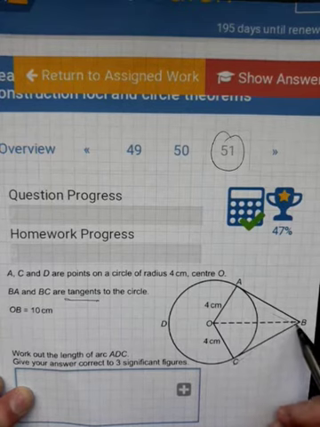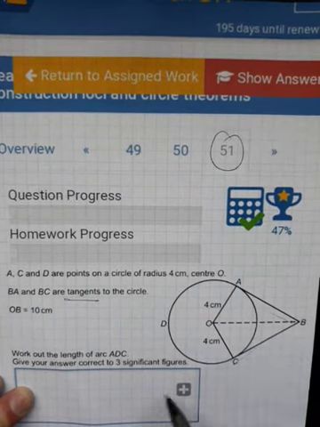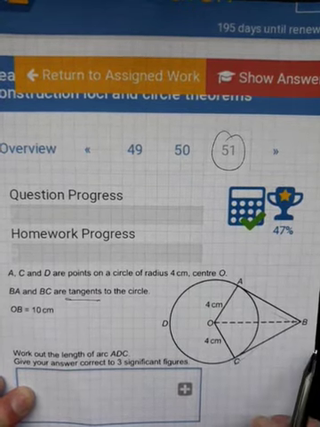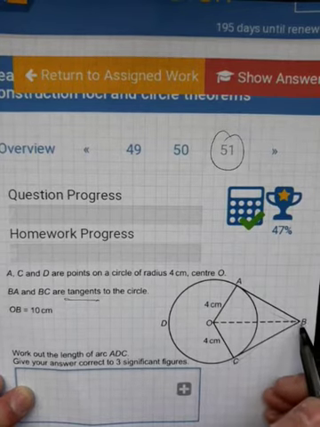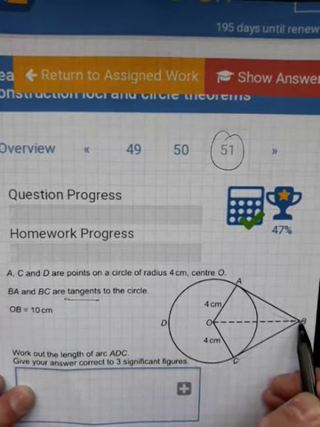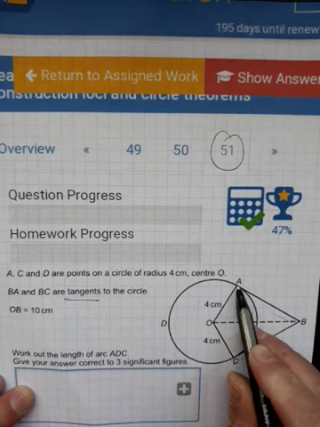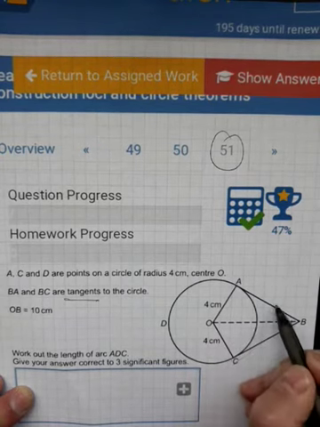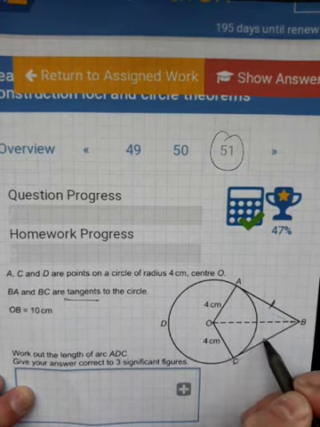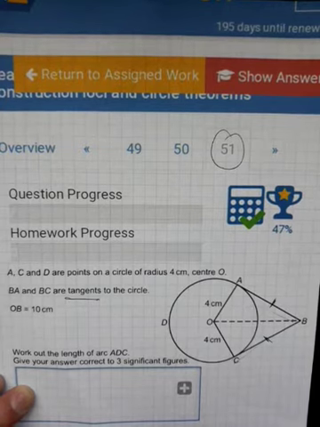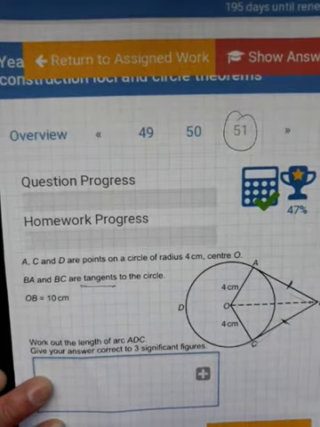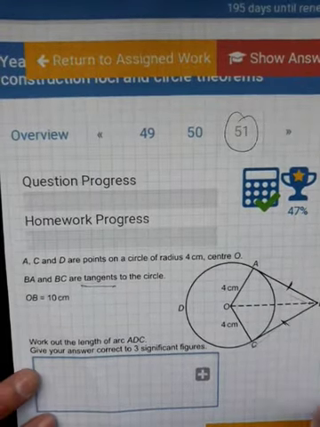The alternate segment theorem involves a tangent, but it doesn't look like there's an alternate segment on this one. And what's the other one? Oh yeah, tangents from an external point to a circle are equal in length. So in other words, AB is equal to BC. That's important, isn't it? So I already know that before I've even started.